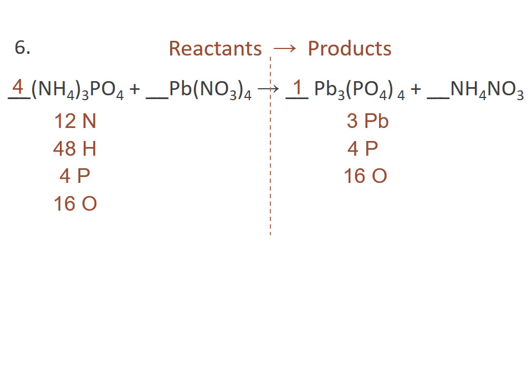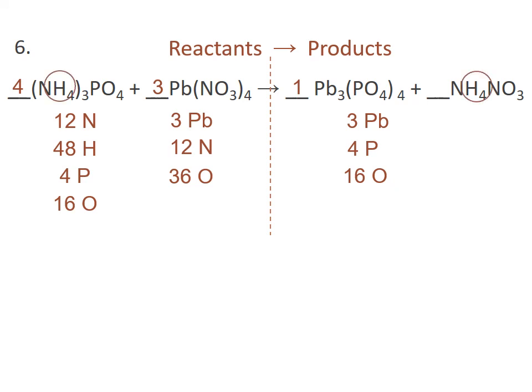Now I can balance out the lead, the Pb. Since I have 3 Pbs on the right-hand side, I will need 3 Pbs on the left-hand side. So I will place a 3 in front of the lead(IV) nitrate. When I place a 3 there, that will now give me 12 nitrogen and 36 oxygen.